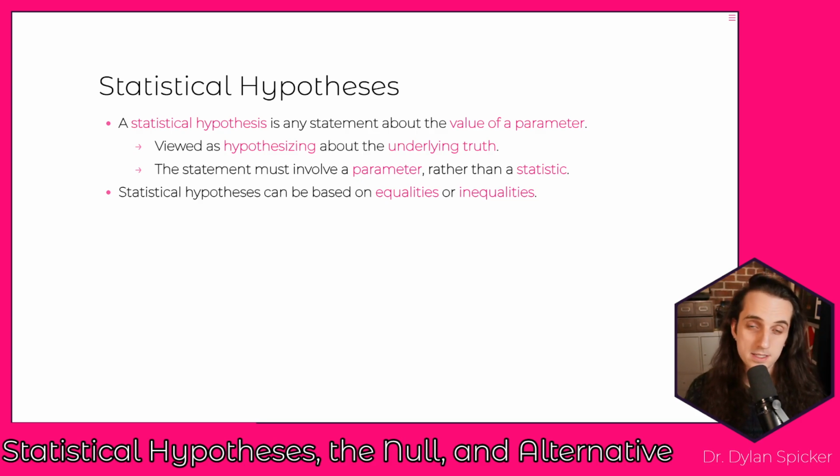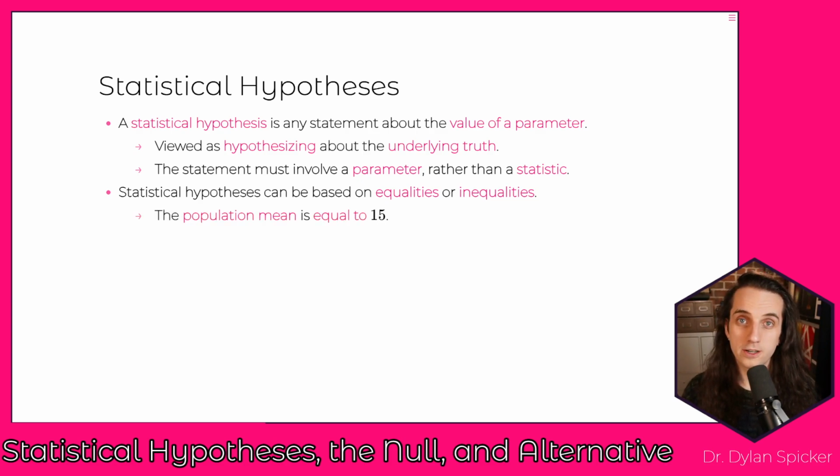We can either specify equality-based hypotheses or inequality-based hypotheses, right? So we can either say the value is going to be equal to something, or maybe we'll say it's greater than or equal to something, right? We can make the statement in any way, but what we really need to be doing is comparing a parameter to some value.